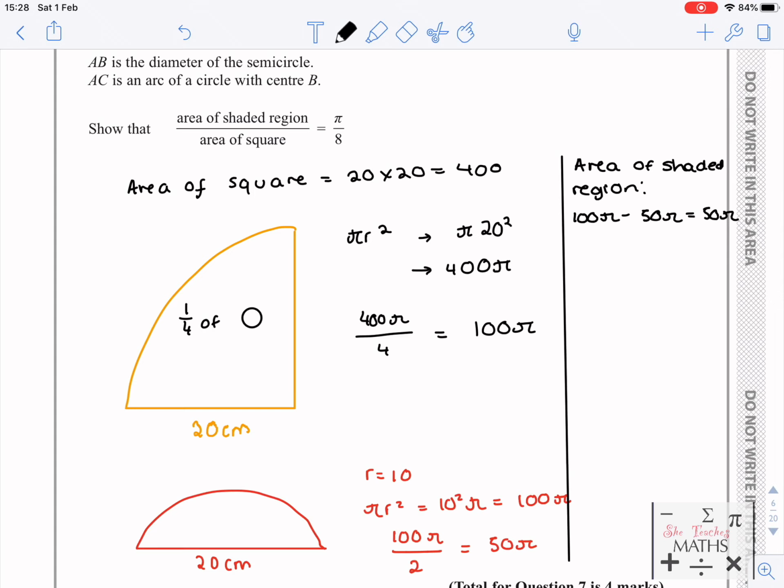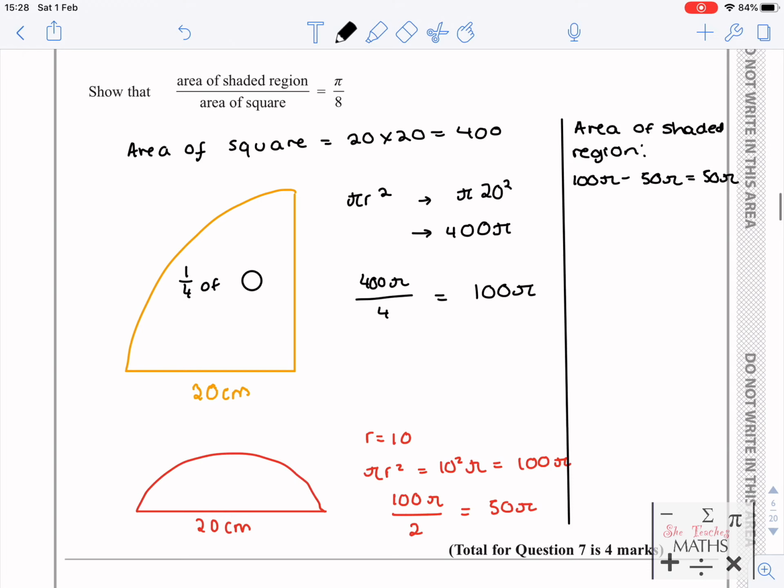So now we've got to show that the area of the shaded region over the area of the square is pi over 8, so it'd be 50 pi divided by 400. Now to get pi on its own, just like the question, just got to divide both the top and the bottom by 50, so you'd get pi over 400 divided by 50, which is 8.